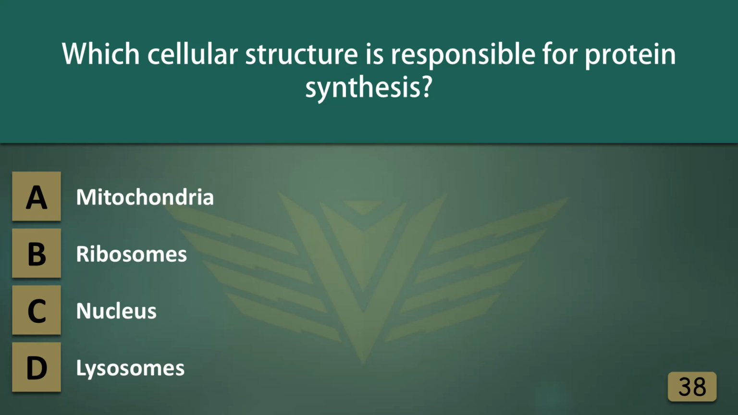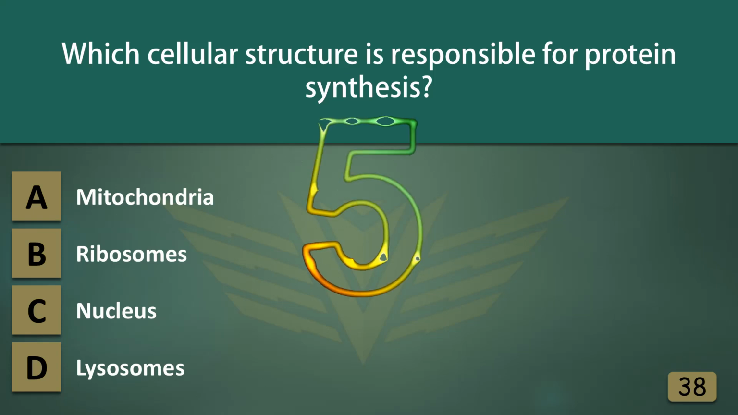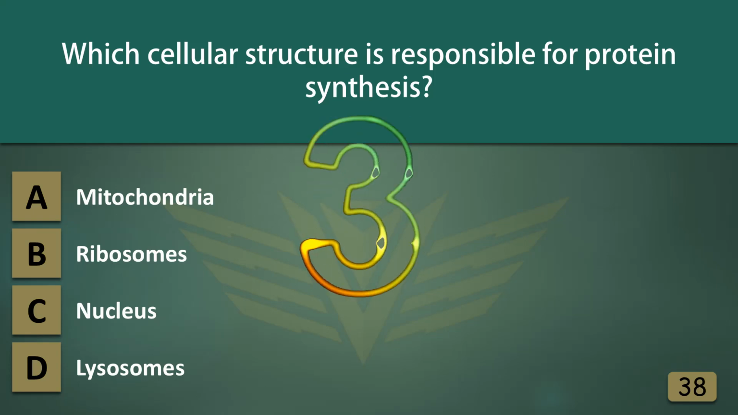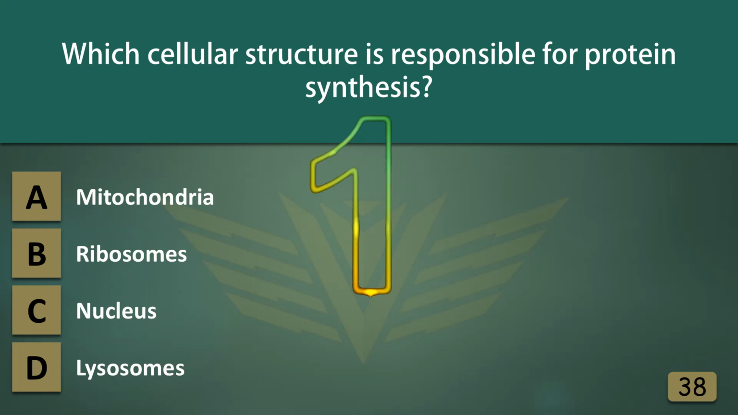Which cellular structure is responsible for protein synthesis? A. Mitochondria. B. Ribosomes. C. Nucleus. D. Lysosomes. The correct answer is B. Ribosomes. Ribosomes are the cellular structures responsible for protein synthesis, translating mRNA into amino acid sequences to form proteins.